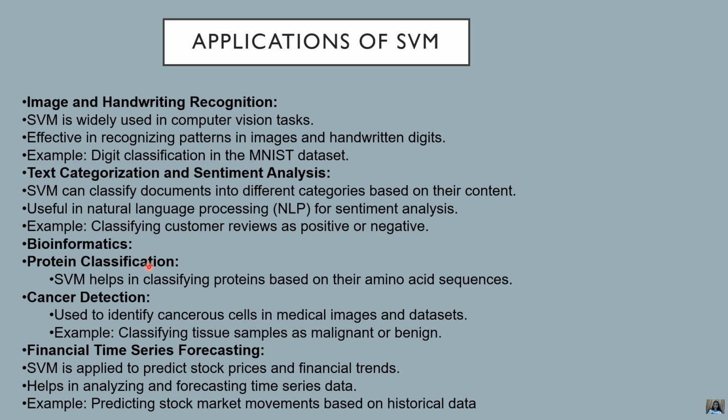Next, in bioinformatics, protein classification: SVM helps in classifying proteins based on their amino acid sequence. Next, cancer detection: it is used to identify cancerous cells in medical images and data sets. For example, classifying tissue samples as malignant or benign. Financial time series forecasting: SVM is applied to predict stock prices and financial trends, helping in analyzing and forecasting time series data. For example, we can predict stock market movements based on historic data.